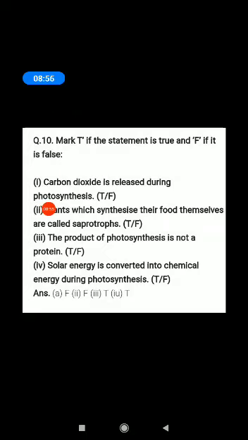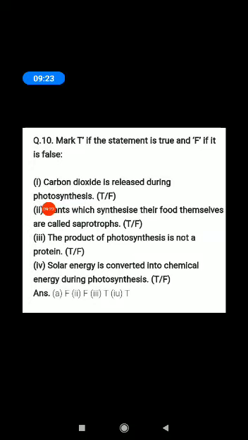Next, question number 10. True or false? First one. Carbon dioxide is released during photosynthesis. Yes, false. Next. The plants which synthesize their food themselves are called saprotrophs.